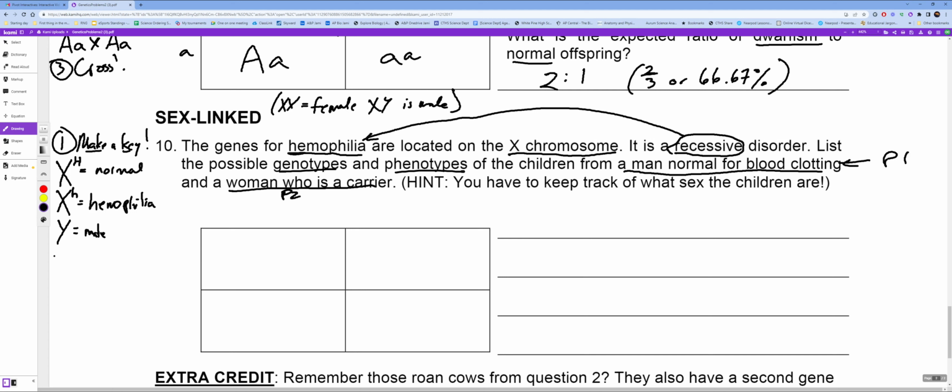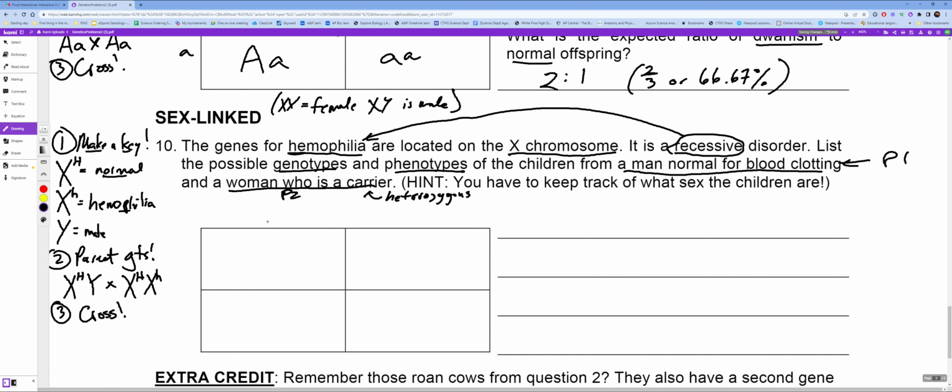Man normal for blood clotting. Let's do step 2. Let's make some parents here. Parent genotypes. Parent GTs. Okay. First parent is a man normal for blood clotting. So if he's normal for blood clotting, we know he has to have an X big H. And if he's male, he has to have a Y, right? If we cross that with a woman who is a carrier, remember carrier is a fancy way of saying heterozygous, or that they carry the allele for a disorder. So if a woman is heterozygous, remember women are XX, the woman is going to be X big H, X little h. Okay, now we can cross.